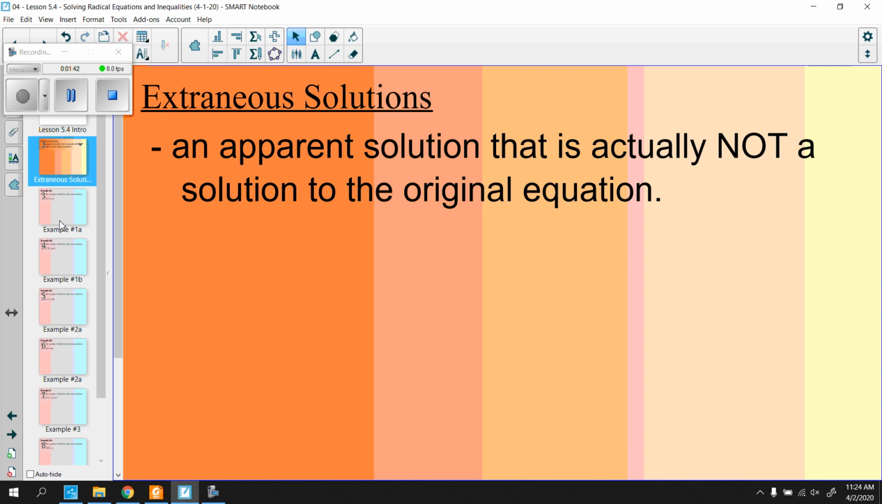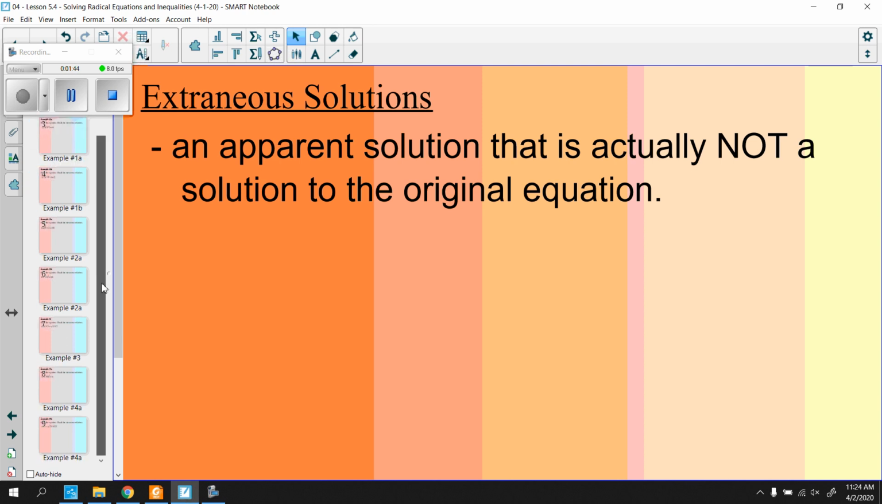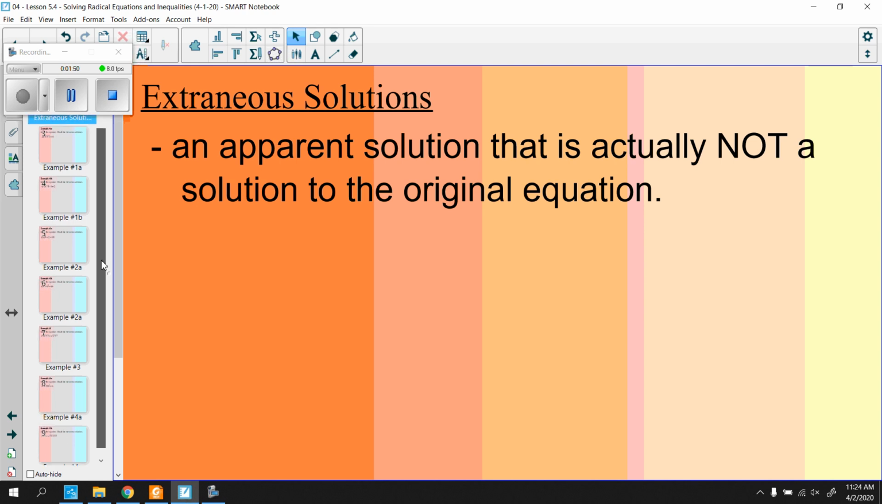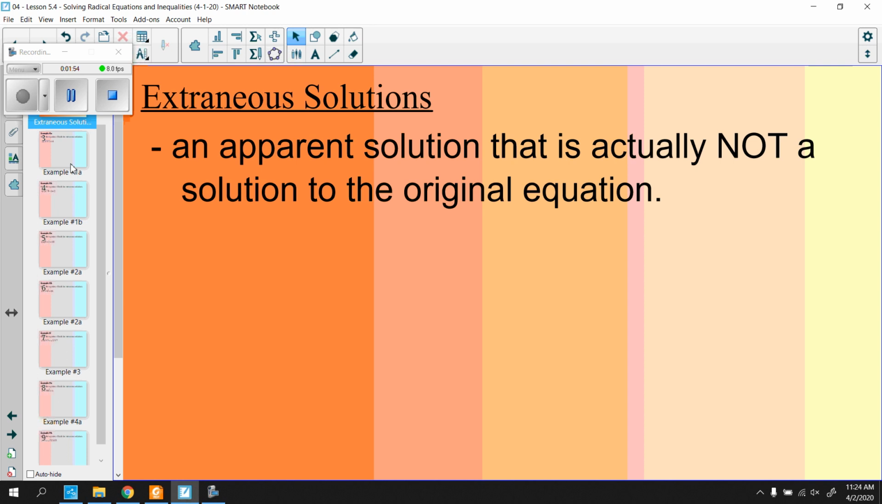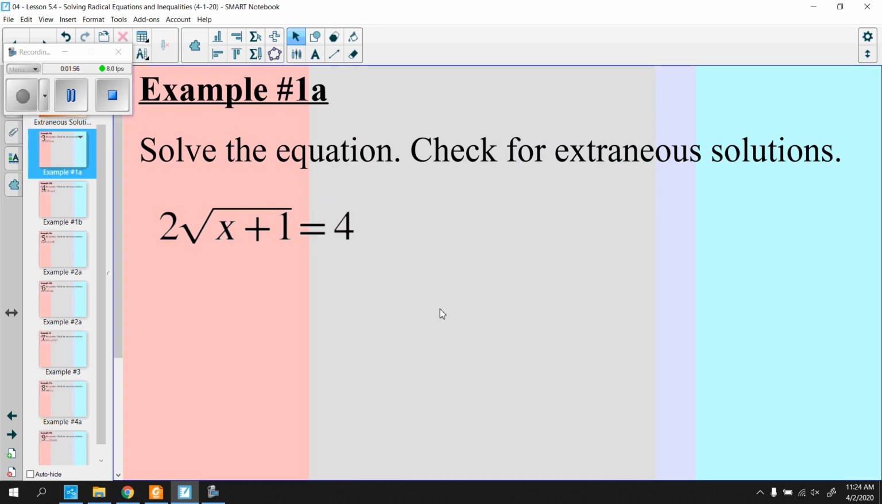So really all we want to do is go through a couple different examples. I'll try to go quick, keep the video short, but make sure that we can see a bunch of the different types of stuff we're going to see, okay? All right, here we go. So example one. The directions are the same for every single one. Solve the equation, check for extraneous solutions.